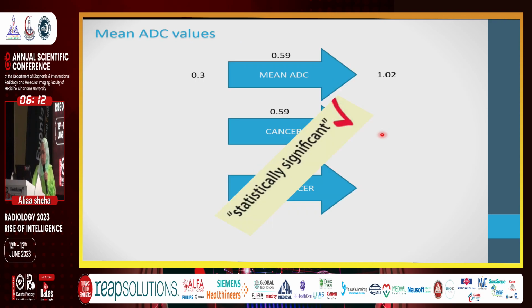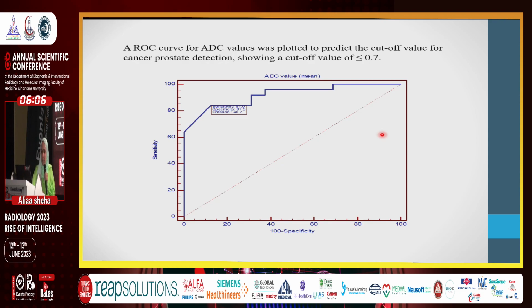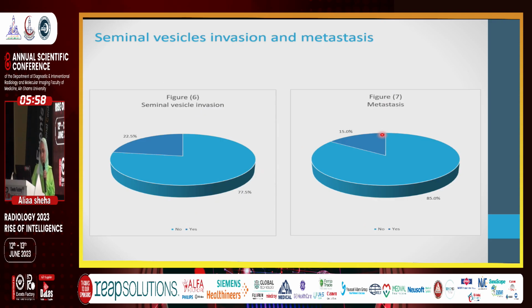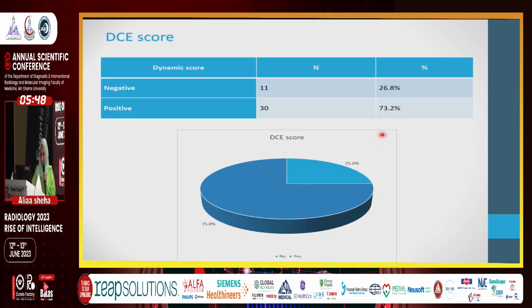The location was in the peripheral zone in 84% of the cases. There was a statistically significant difference in ADC values between cancer and non-cancer patients. The cutoff for the ADC value in our study was 0.7, so less than 0.7 ADC was considered malignant. The seminal vesicles were invaded in 22.5%, and metastasis was found in 15% of the patients.